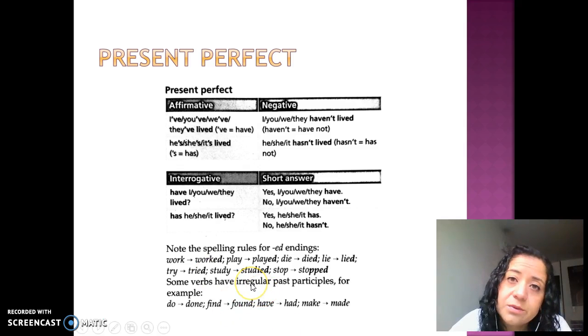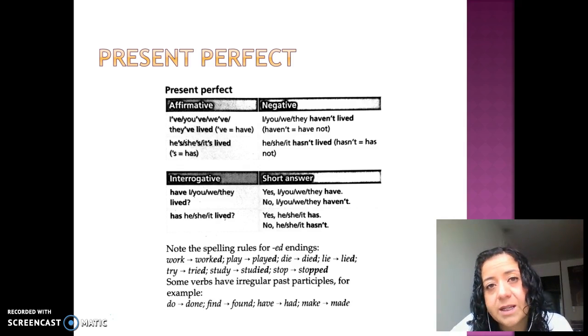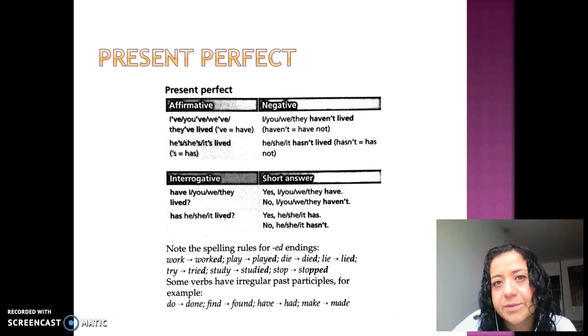For example, do, done. Find, found. Have, had. Make, made. Can you think of other five? Please write them down and don't forget to bring them to class.